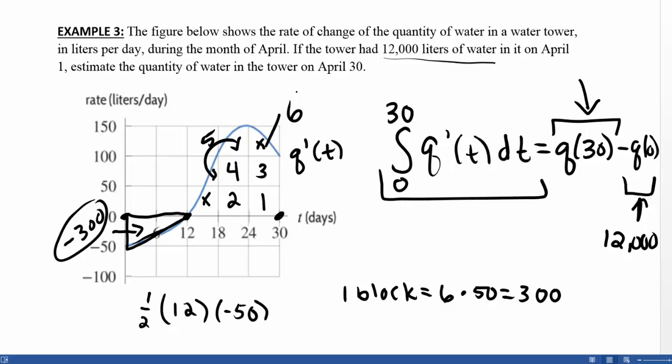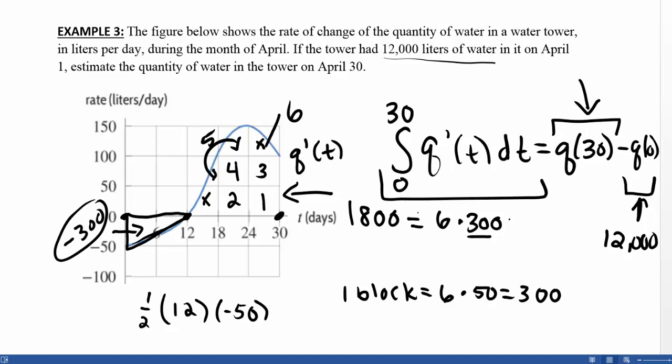So if one block is 300 units, and I'm estimating that there's 6 blocks, that means that my area here that I'm approximating is going to be 1,800, because again, that was 6 blocks times 300 units for one block. So that gives me 1,800 liters that seems like they've been refilled into this reservoir.